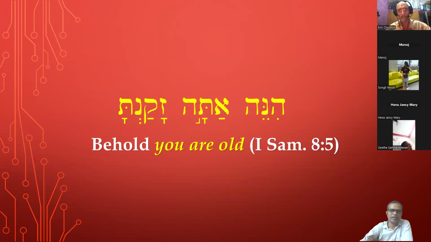Now you can remember what I said when we started learning about the verbs. The same root can be used to form an adjective and also a verb. There is an adjective in this from the same root. Geeta madam, is there any adjective from the same root? Manoj, what is that? Zaqen. That means old. Very good.